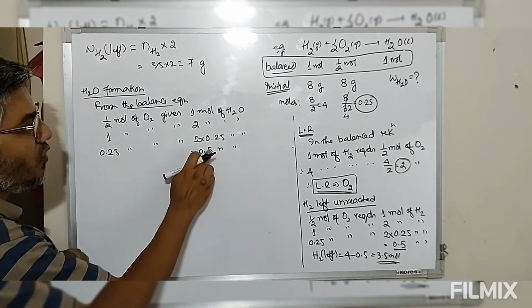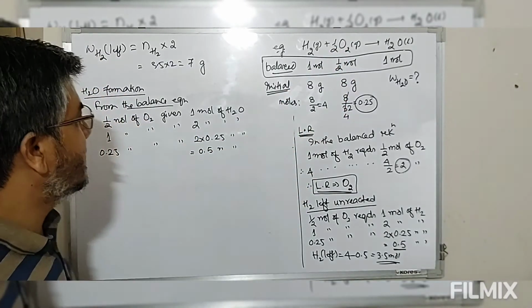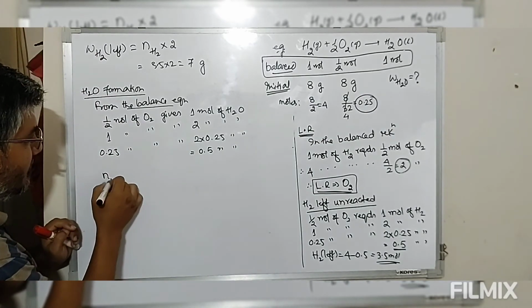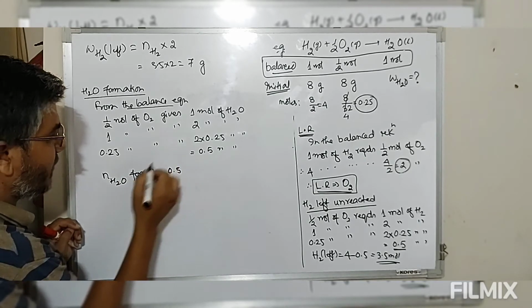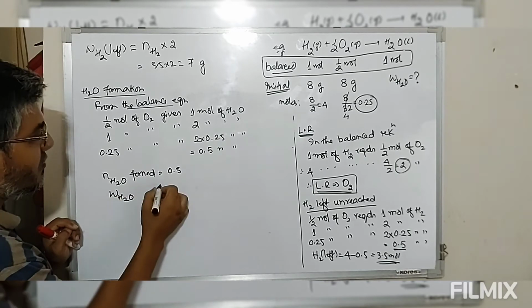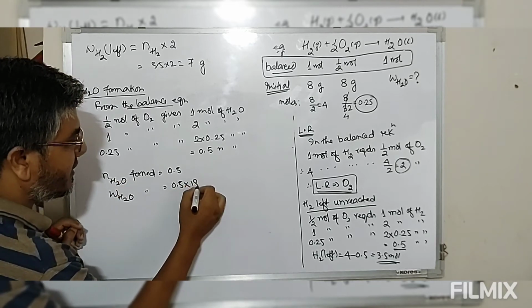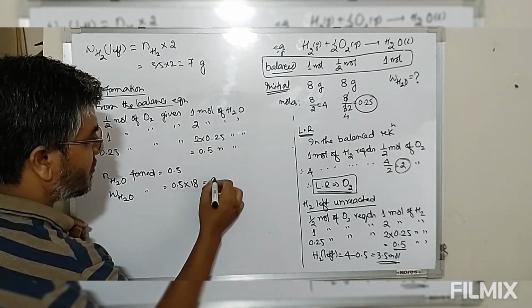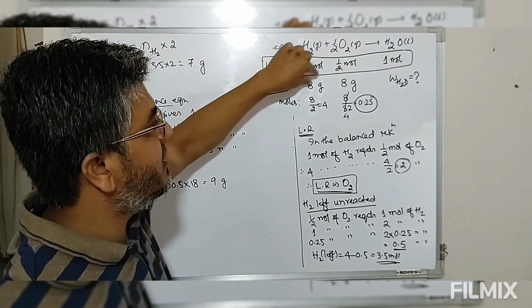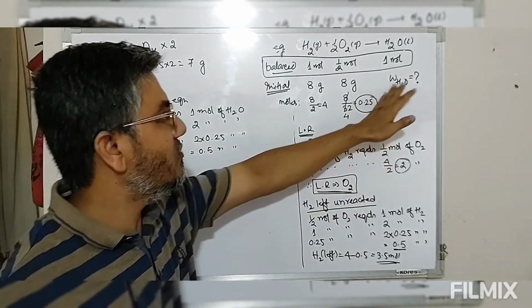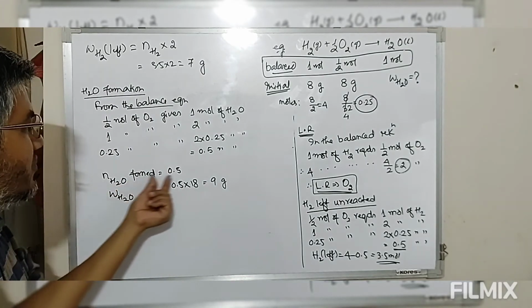So the number of moles of water formed when we mix 8 gram of hydrogen and 8 gram of oxygen is 0.5. So therefore mass of water formed will be 0.5 into gram molecular mass of water, that is 18. So this comes out to be 9 grams. So when we mix this 8 gram of hydrogen and 8 gram of oxygen, the mass of water formed will be 9 gram, or the amount of water in terms of number of moles will be 0.5.